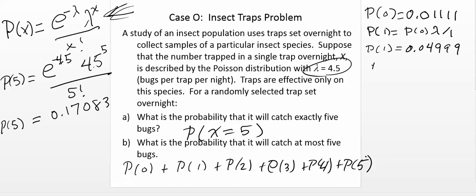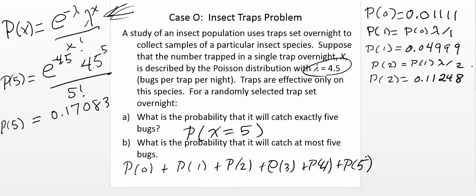Now, how do I get the probability that x is equal to 2? I can take the probability that x is equal to 1, multiply by lambda, and divide by 2. I get a probability that x is equal to 2 equal to 0.11248.